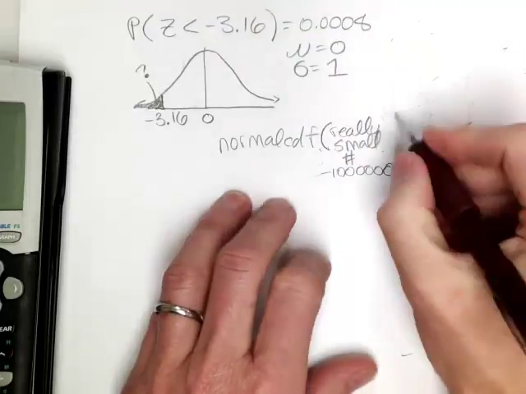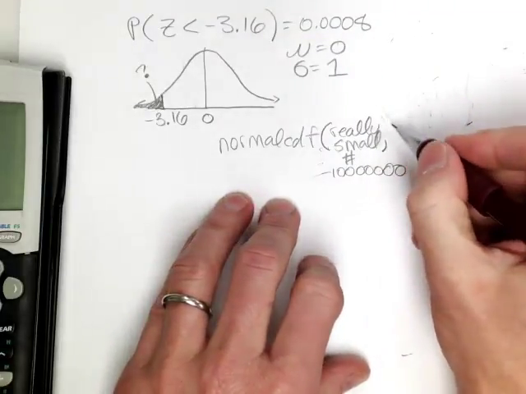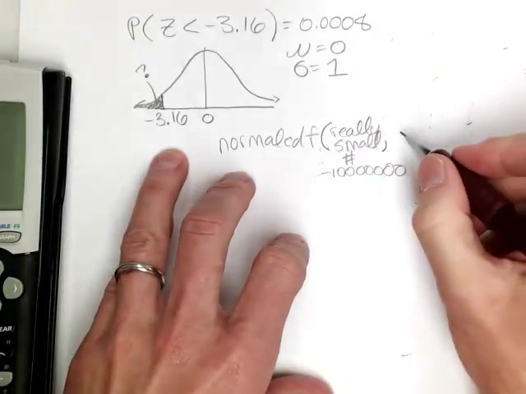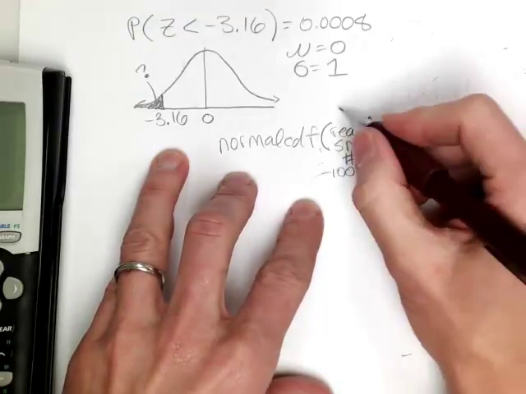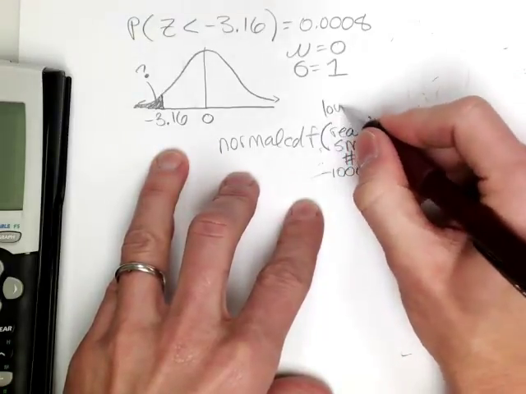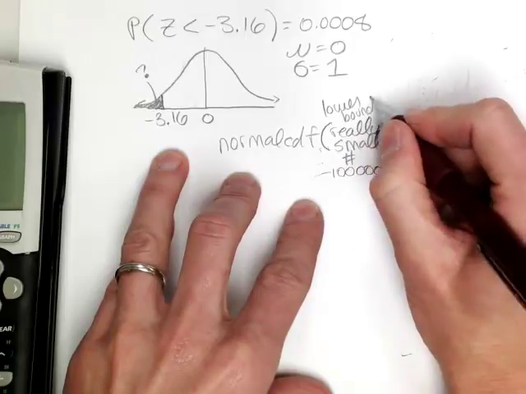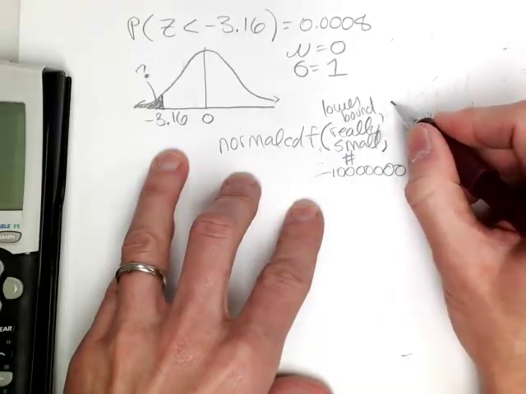There is something we need to put here. We're not going to close the parentheses yet. We need to put an upper bound. So really small number is our lower bound. We want an upper bound next.